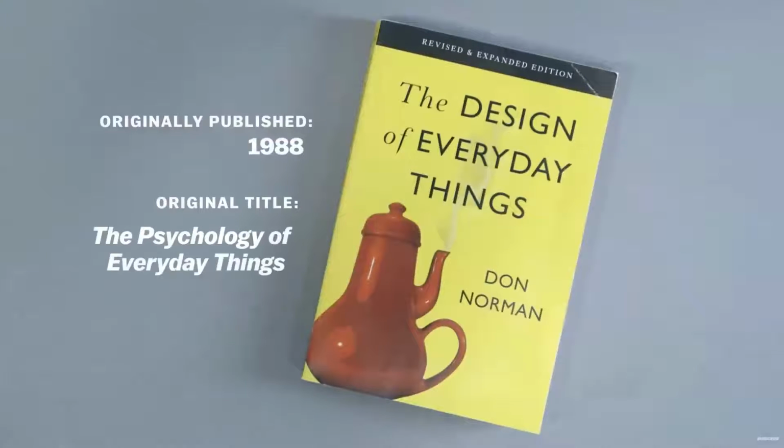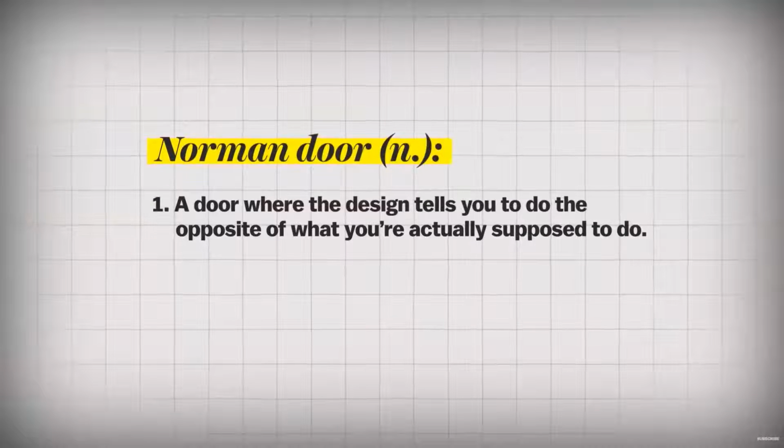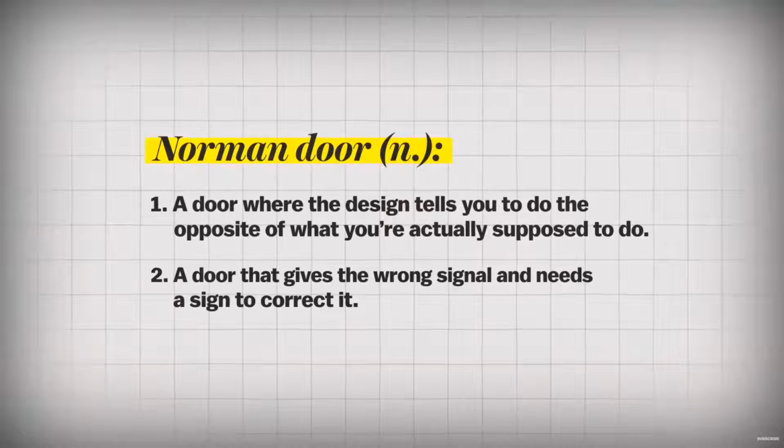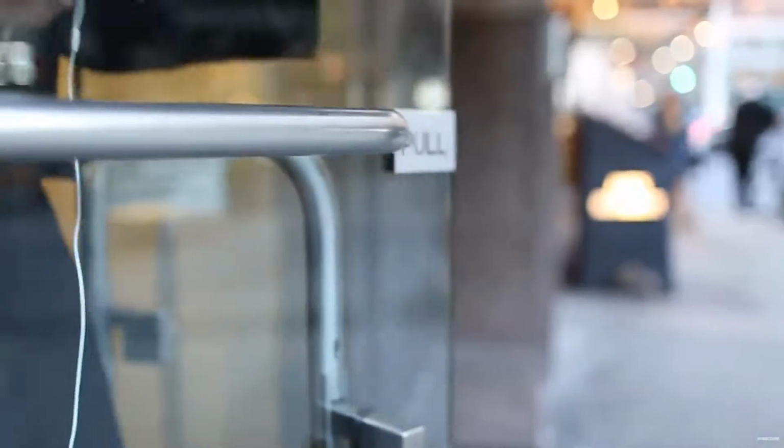If I continually get a door wrong, is it my fault? No. In fact, if you continually get it wrong, and if other people continually get it wrong, it's a good sign that it's a really bad door. A Norman door is one where the design tells you to do the opposite of what you're actually supposed to do, or gives the wrong signal and needs a sign to correct it. Why does it need an instruction manual? That is, why do you have to have a sign that says push or pull? Why not make it obvious? It can be obvious if it's designed right.